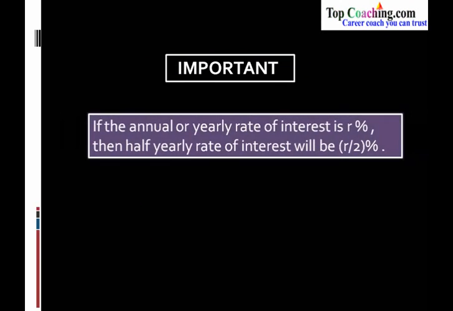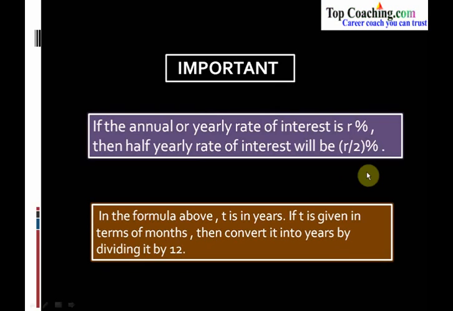There's something very important to note. If the annual or yearly rate of interest is R percent, then half yearly rate of interest will be R by 2%. So in most of the cases, we take R as yearly rate of interest. That is, it is calculated for the entire year. But now, if we take half yearly rate of interest, then that would be R by 2%. So if I say that the annual rate of interest is 10% for a given sum of money, then if I calculate it half yearly, that is for every 6 months, then for a period of 6 months, that rate of interest would become 10 by 2, which is equal to 5% for the first 6 months, and then it will again be 5% for the next 6 months. So if the annual rate of interest is R percent, then the half yearly rate of interest would be R by 2%.